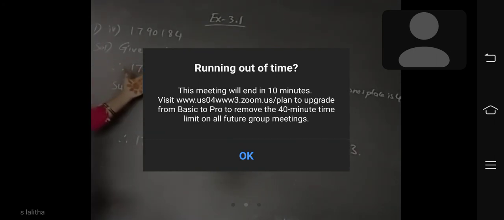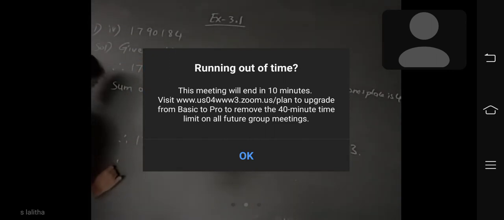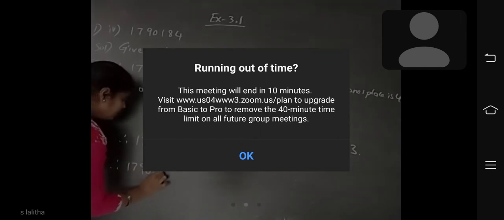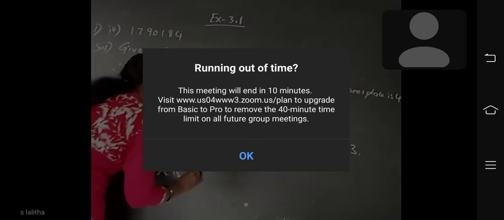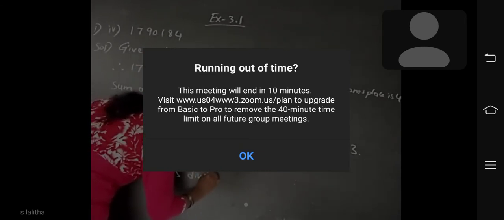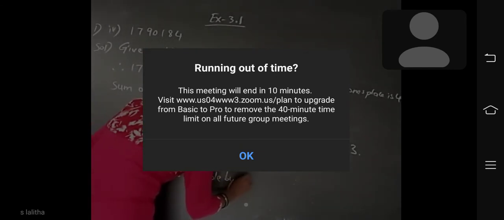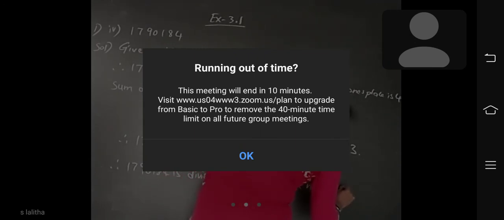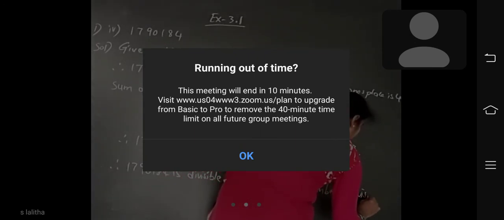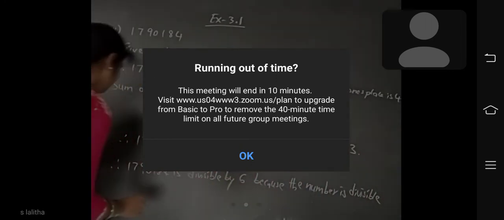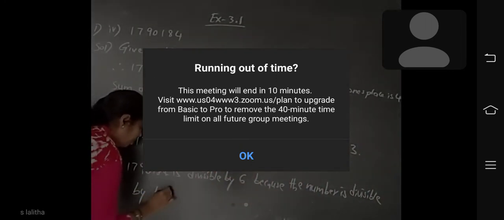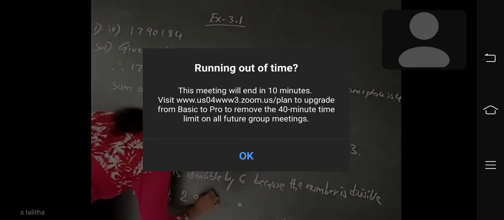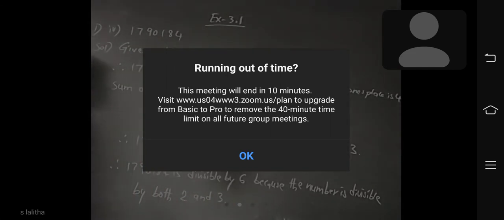So here it is divisible by 2, it is divisible by 3. So now it is divisible by 6. So therefore 17,90,184 is divisible by 6 because the number is divisible by both 2 and 3. Okay, ma'am? Right.